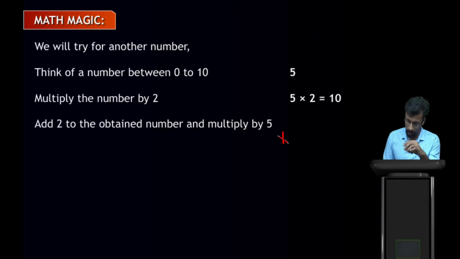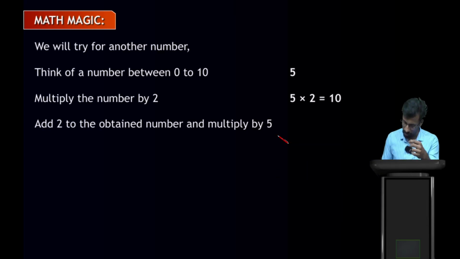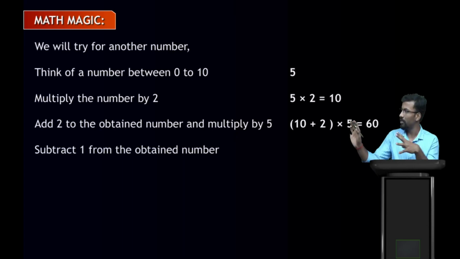We just add 2, so we will get 12, and then multiply it by 5, and we get 60. Now look at the screen. It will be like this: 10 plus 2, then we multiply the whole number by 5, so that is 60. Then after that we have to subtract 1 from the obtained number.